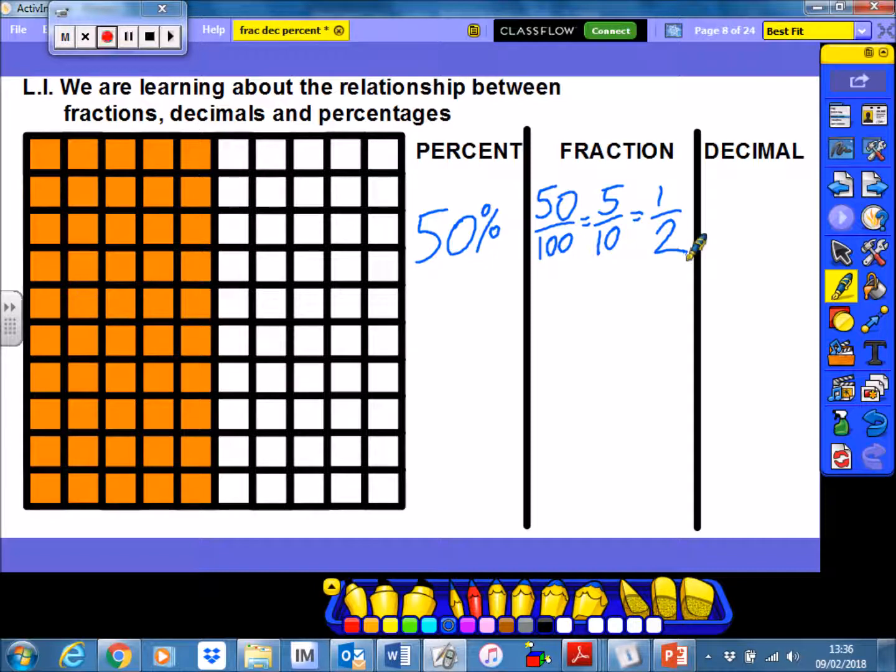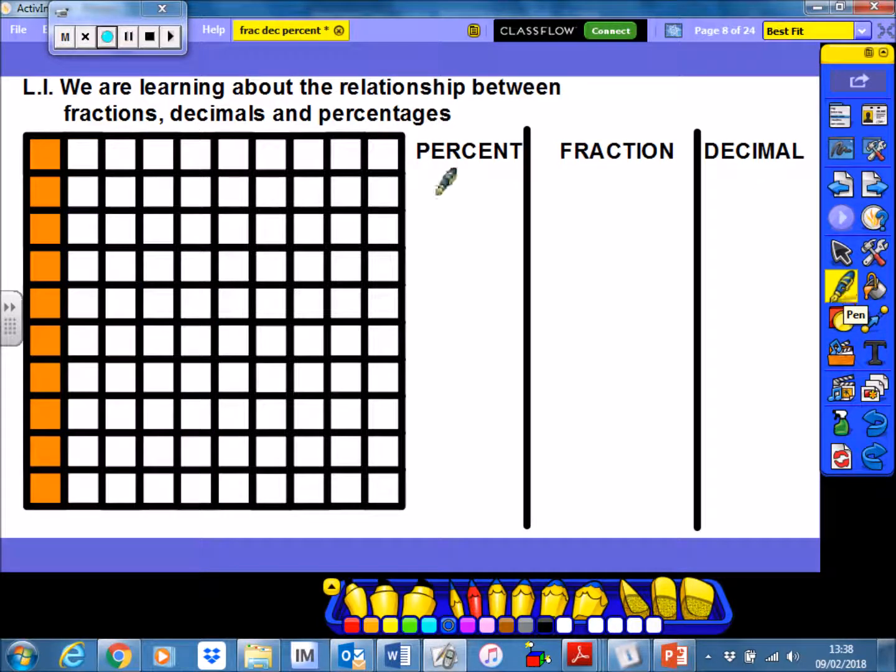Now this makes perfect sense. If we look at the entirety of this shape, we should recognise pretty quickly that we have coloured in half of the shape. Half of the shape is orange, the other half is white. So 50% is the same as a half. Now, to change this into a decimal, I could write it as 0.50. But zeros at the end of the decimal number don't matter. So I can leave off the last zero, and it's just 0.5. So 50% is a half as a fraction, or 0.5 as a decimal.